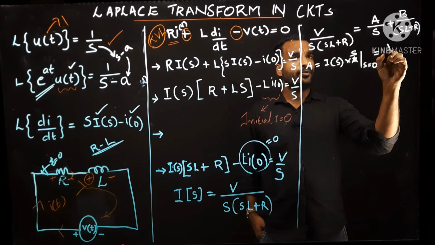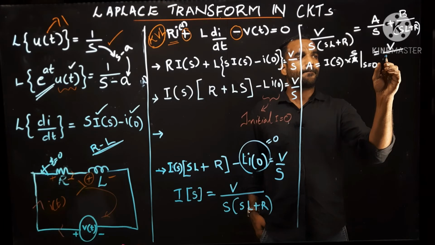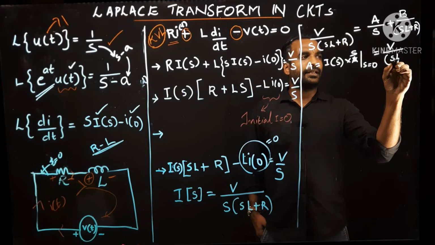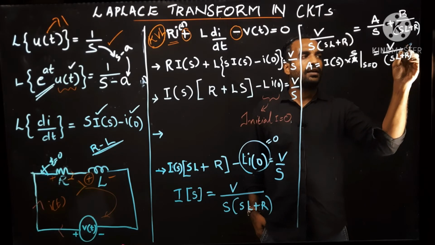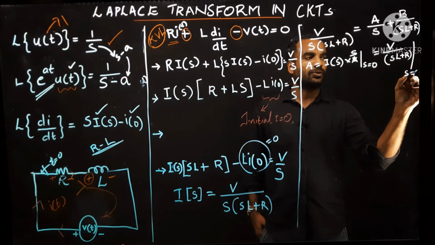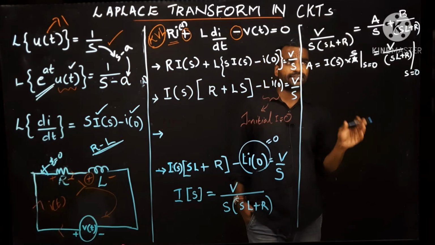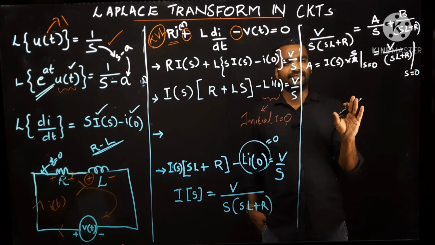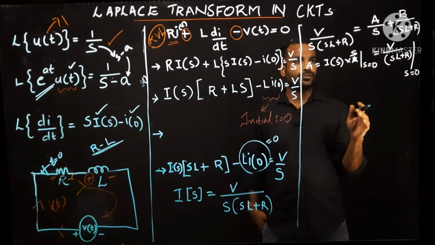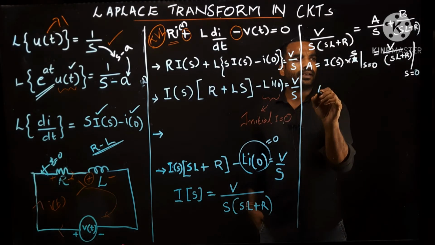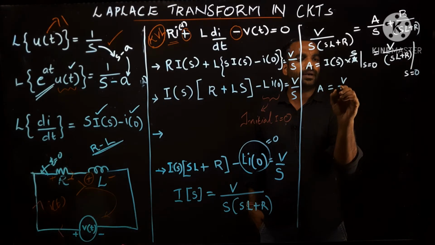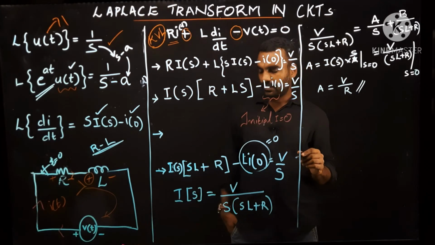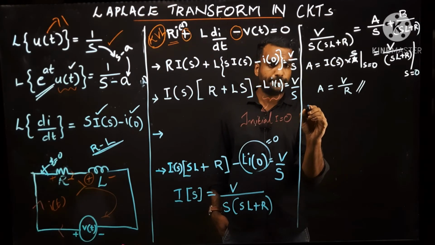So this will become V by (SL plus R) at S is equal to 0. From where are you getting the S is equal to 0 condition? Because you check the denominator. In the denominator nothing is there other than this S. So we can put S is equal to 0. So A is equal to V by R. First answer. Now what about B?